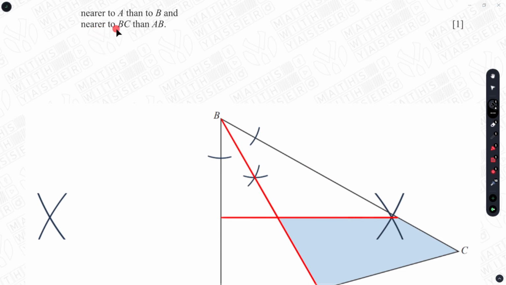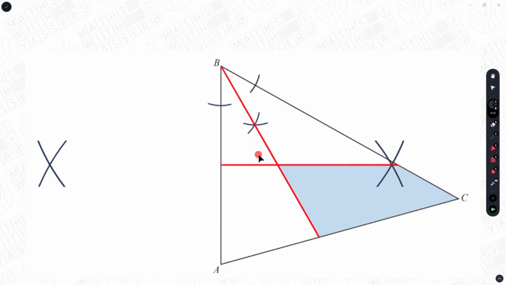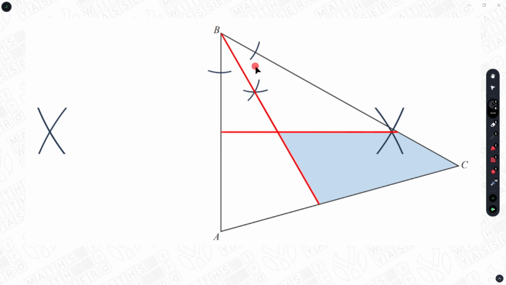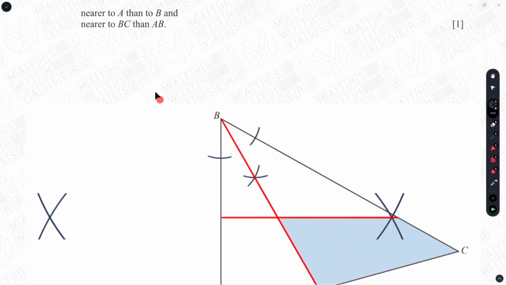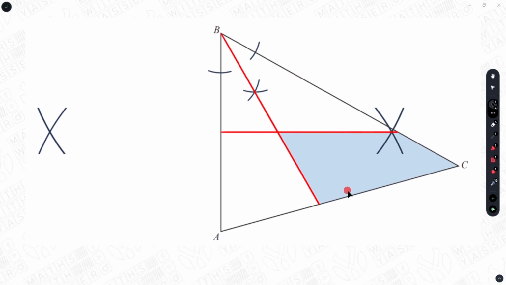Then it also says nearer to BC than AB. Nearer to BC means we have to consider this whole region, because this is the angle bisector of ABC, and this side is nearer to BC from this line. So therefore, the common region which satisfies both of these statements is this region.